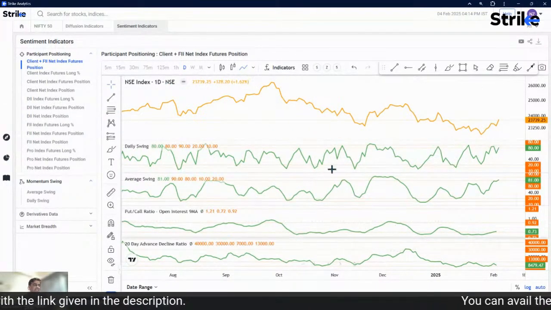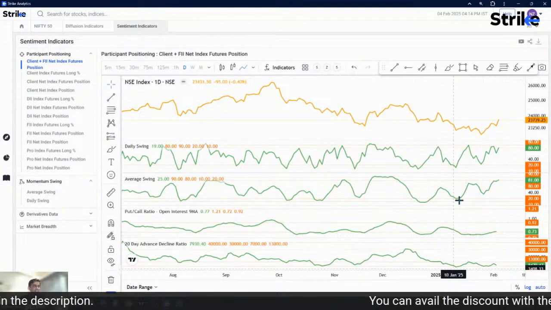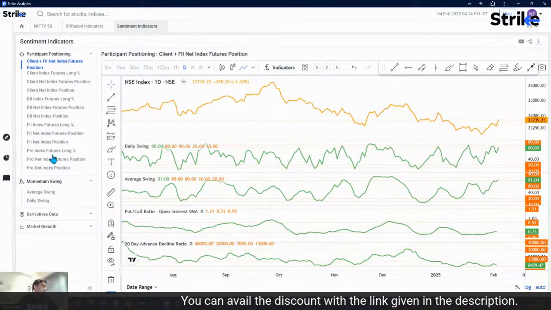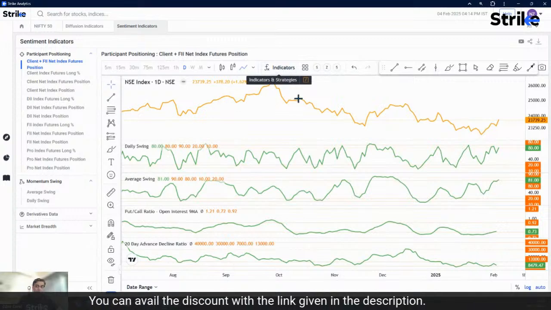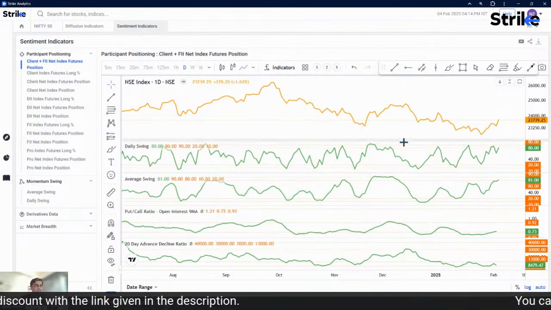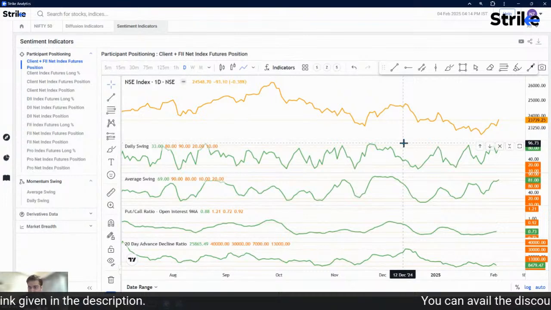These are the short term indicators that are saved, and you will not have to waste your time every time coming here and selecting each indicator. So with one click, your saved template will open up. All right.